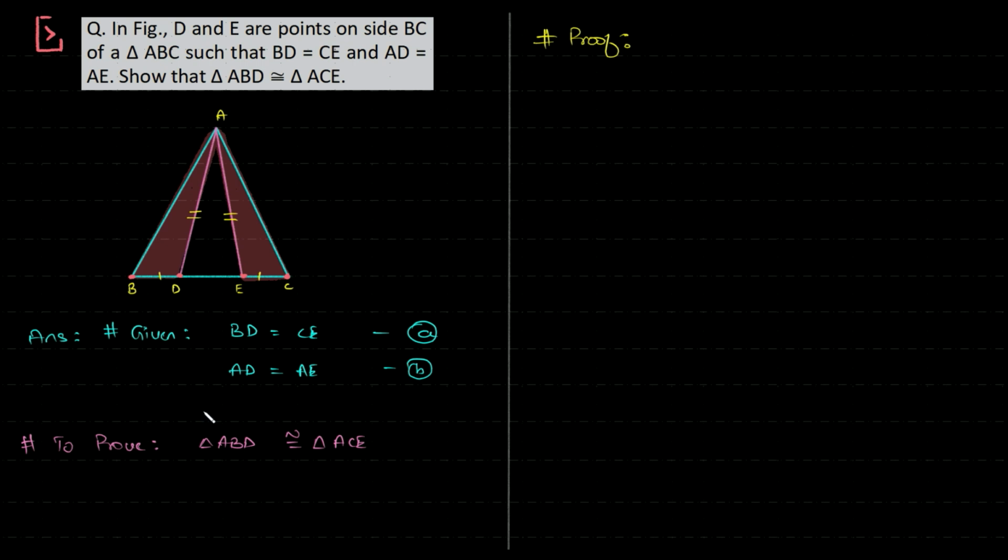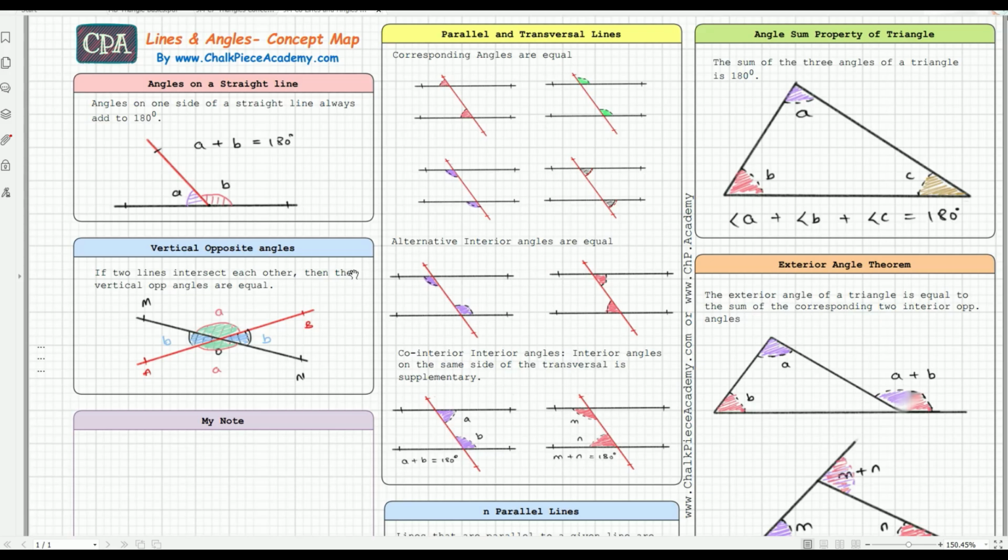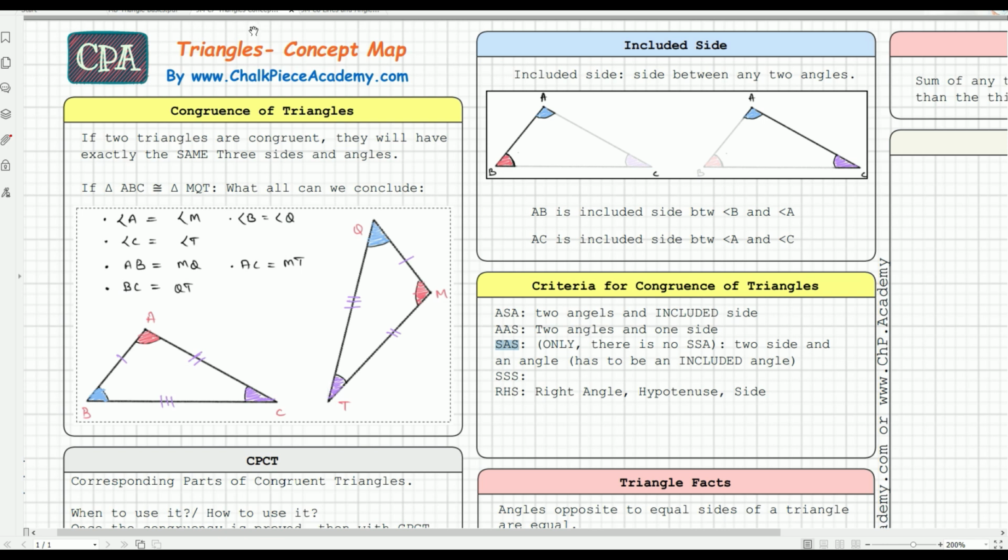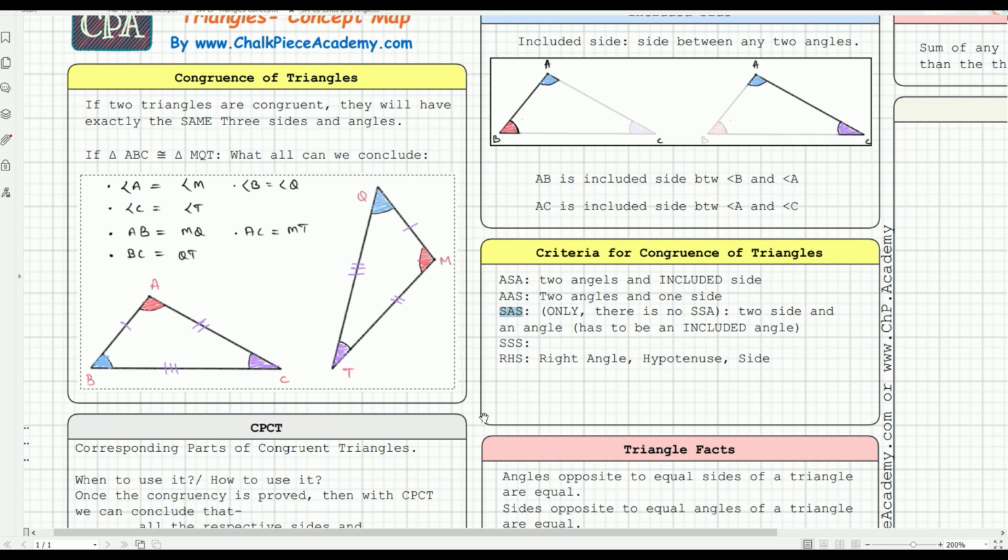Okay, so let's think about it. We already have two sides. With two sides, how can we prove that two triangles are congruent? We have the list over here. Yes, it's either SAS if not SSS. So let's have a look at it.